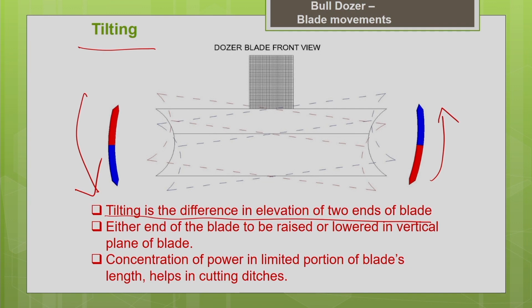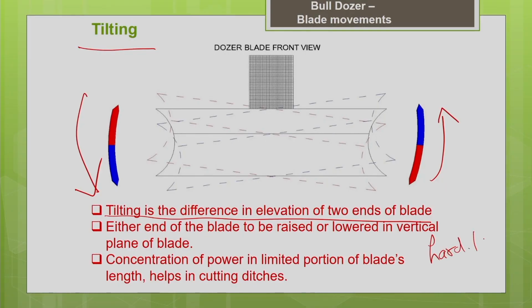Why should we tilt the blade? Basically when we encounter a tough terrain like very hard soil or consolidated clay, we need more concentration of power. If you raise one end of the blade, only the remaining portion is in contact with the ground. So only some portion of the blade is now in contact with the ground, and the concentration of power will be more in that limited portion of the blade. So it will be very easy to cut the hard terrain. Particularly to cut the hard terrain, you have to tilt the blade, so that I can increase the concentration of the power in the available portion of the blade.